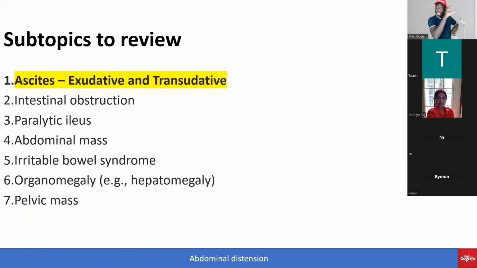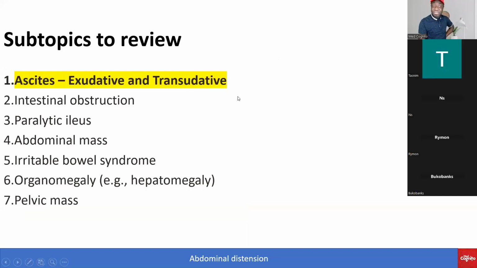So when it comes to the QE1 objective number 1, abdominal distension, we've been playing around with just ascites and exudative and transudative stuff. That's all we've been doing. We can't cover everything, but what are the topics you also need to review? You've got to review intestinal obstruction. If I were you tonight, before I sleep, I'll make sure that I review intestinal obstruction, paralytic ileus, and abdominal masses.